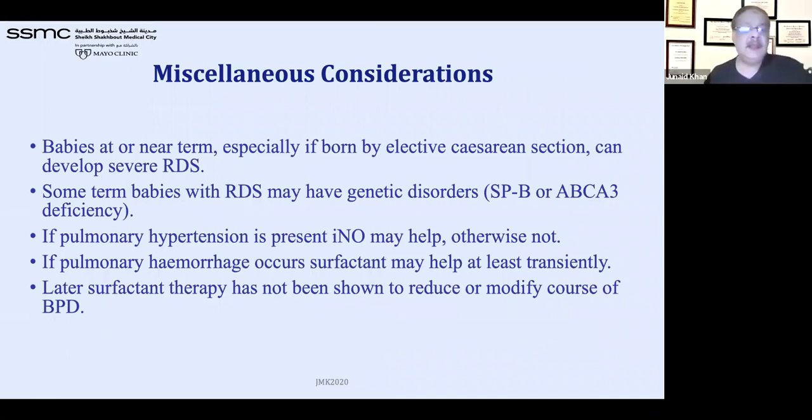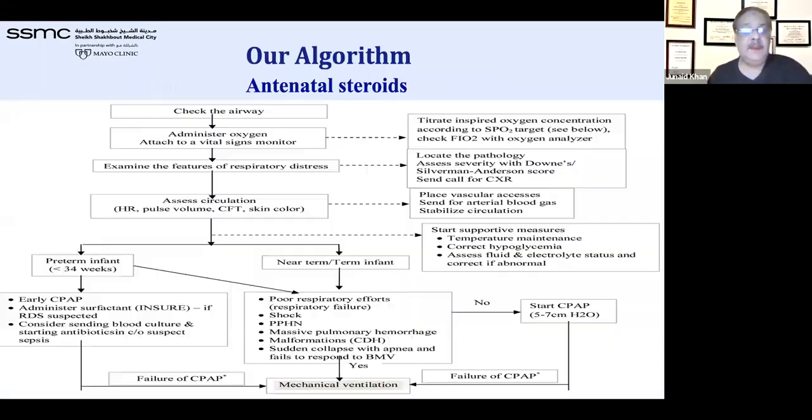Miscellaneous considerations we already discussed: the genetics, the pulmonary hypertension, and the pulmonary hemorrhage if it happened. So this is a very simple algorithm. I took too much time. This is my second last slide.